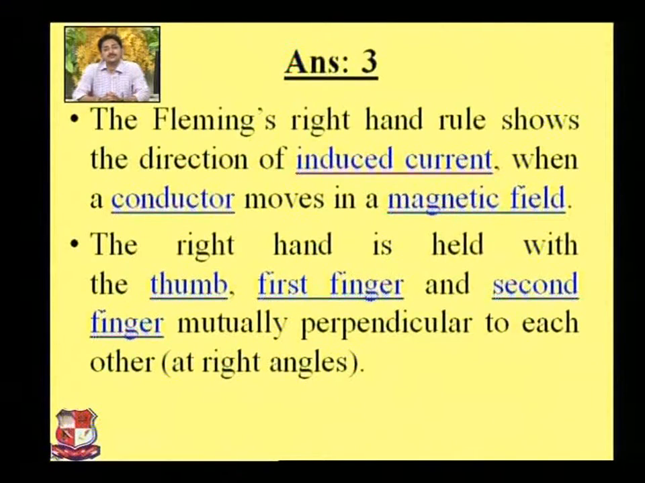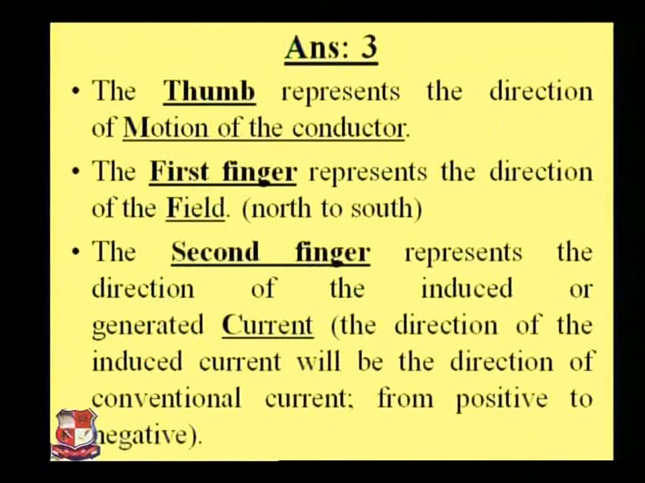Now what exactly do the thumb, the first finger and the second finger indicate? Let's see. The thumb represents the direction of the motion of the conductor. So whatever the motion of your conductor, put your thumb in that direction. Now at 90 degrees to the thumb, put the first finger. Your first finger represents the direction of the magnetic field. Your second finger is again at 90 degrees to your first finger, and represents the direction of the induced current or the generated current due to that magnetic field.